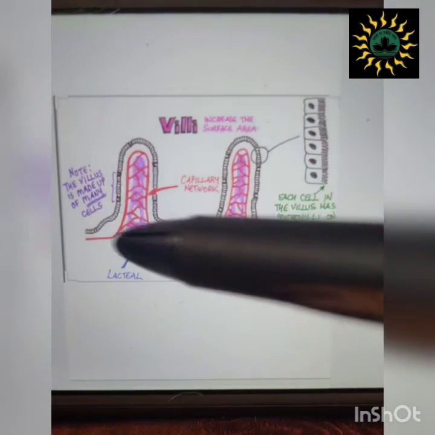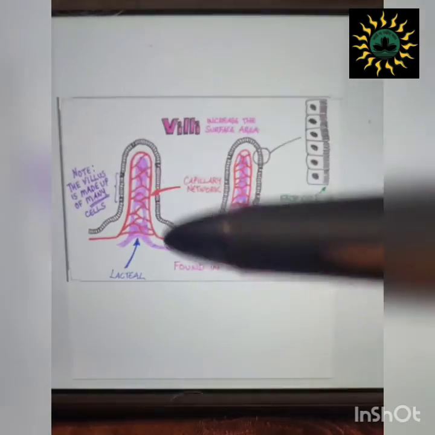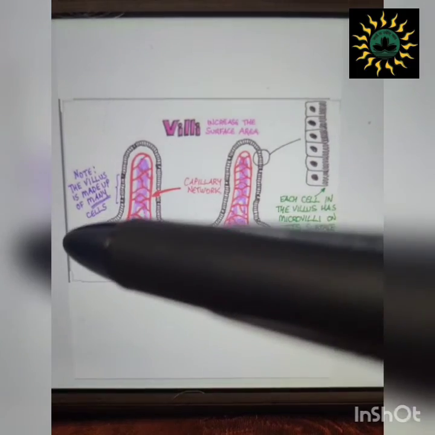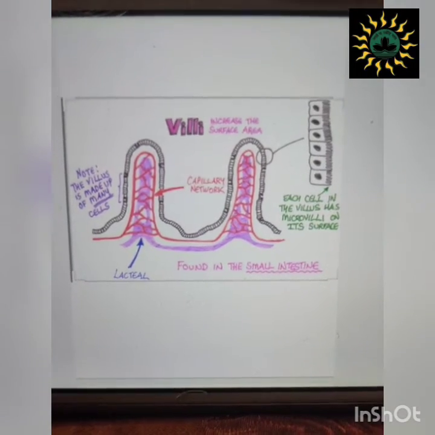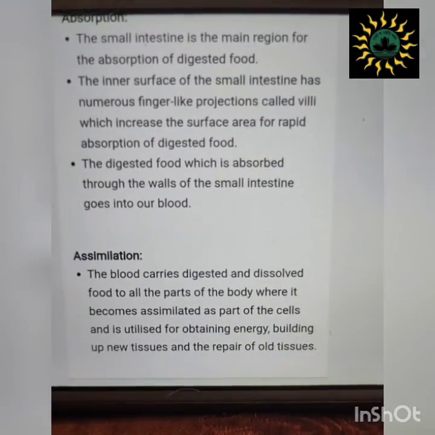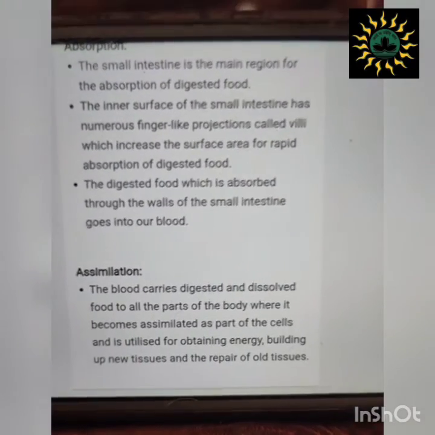You see, if it was a flat surface, very little absorption would have taken place, but since these have elevations and depressions, up and down, a greater amount of absorption can take place, and hence the villus helps to provide more surface area, increased surface area for absorption to take place.